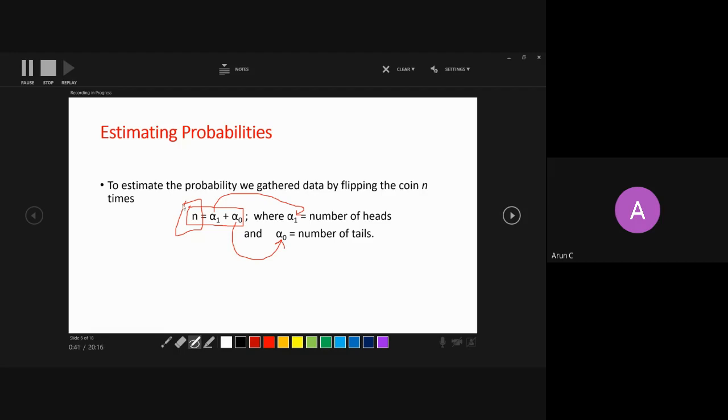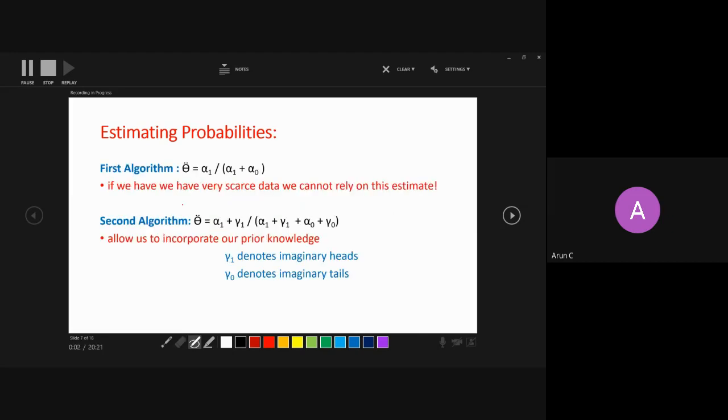Okay, so I have the first algorithm. What I do just to estimate: my true theta was theta, and the estimated theta has double dots on it, just to distinguish it from the true theta. The first algorithm says if you want to find out the probability of a head, you divide the number of heads by the number of trials. The number of trials is n, which is the sum of heads and tails, right? So this is your first algorithm.